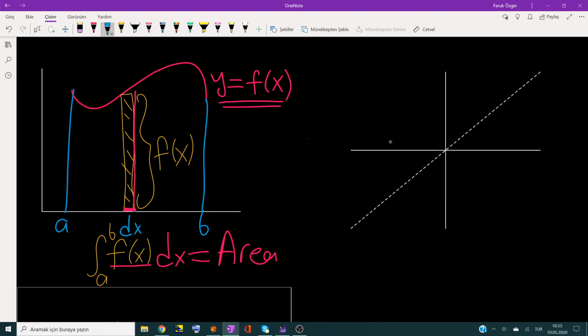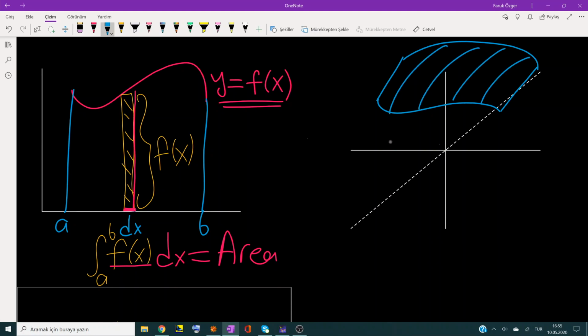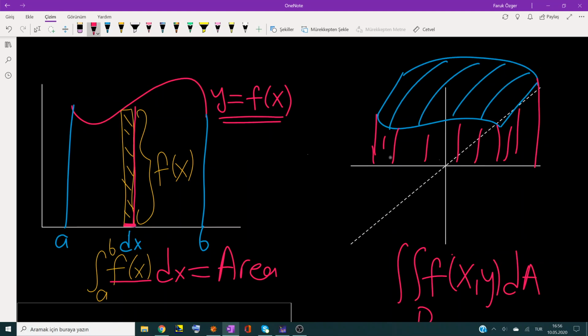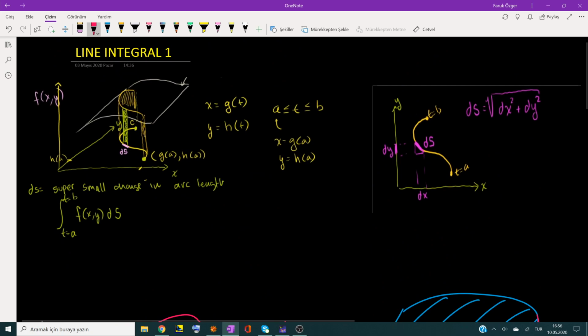From calculus 2, we had a surface, something like this. We had a surface, and we computed the volume under this surface by double integral. Double integral over the region D of f of xy dA. It is the idea of double integral. Now, what is the idea of line integral?